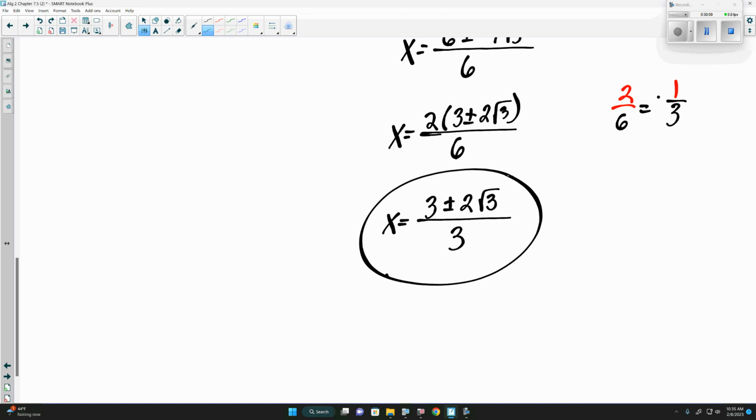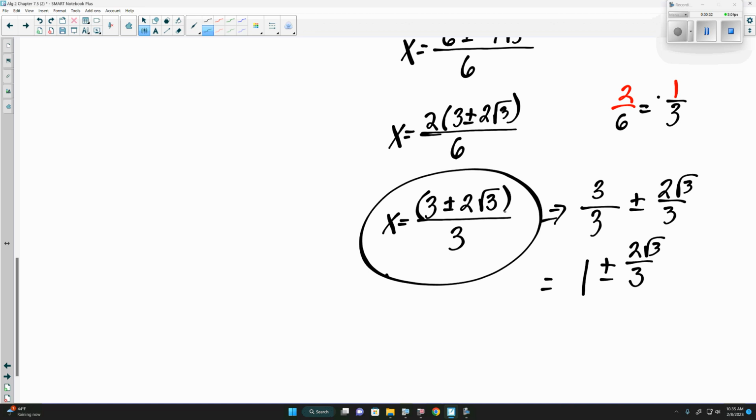So we could have it as 1, but to do that we would need to split them in half, have it as 3/3 plus or minus 2 square root of 3 over 3, which would simplify to 1 plus or minus 2 square root of 3 over 3. Because we can't just simplify the 3 and 3, because the numerator is considering that to be one whole term.